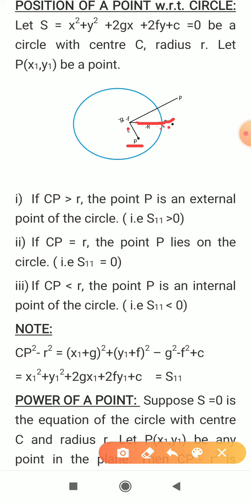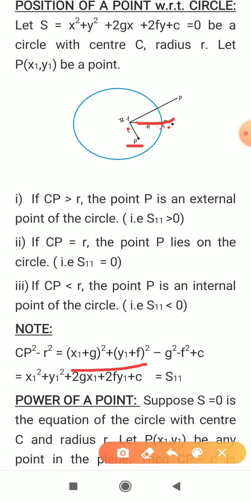First consider CP square minus R square. CP square means the square of the distance between C and P. C is the center, minus g, minus f, you know that. P is the given point x1, y1. So CP square is (x1 plus g) whole square plus (y1 plus f) whole square. R is the square root of g square plus f square minus c. So R square is g square plus f square minus c.